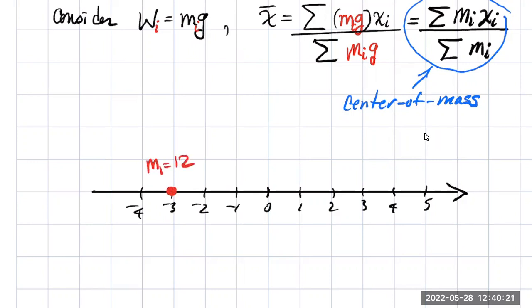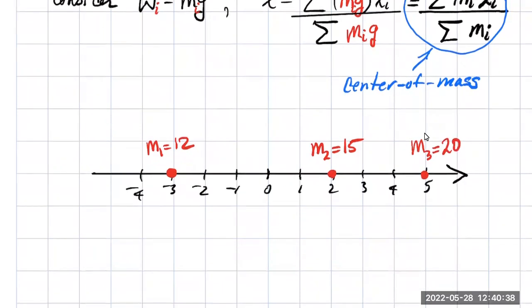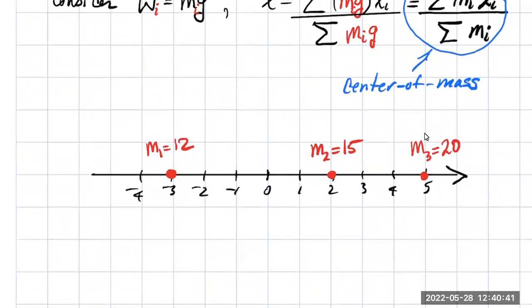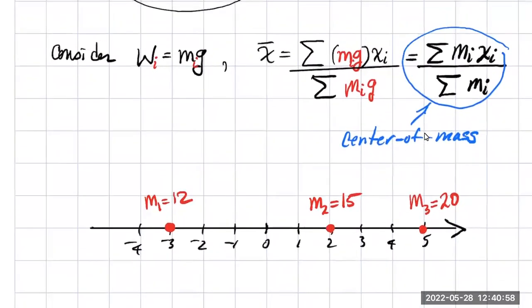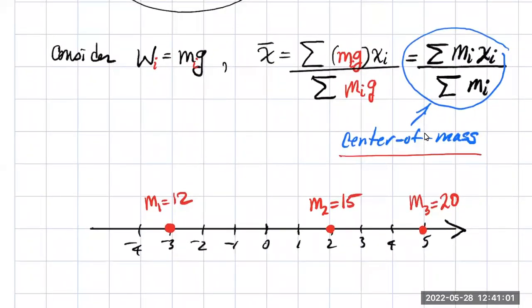Maybe there's another one over here. We'll call that m sub 2, and maybe that has a mass of 15 units. And then we'll put another one over here. Let's say that this one has a mass of 20 units. Okay, and what we want to do is calculate the average position or the weighted position of these three masses. And said another way, gang, if we consider this like a teeter-totter or a lever, where would it balance perfectly? Okay, so that's what we're looking for in a physical sense. Okay, well, I'm just going to use this formula, center of mass, right here. All right, so let's get to it.